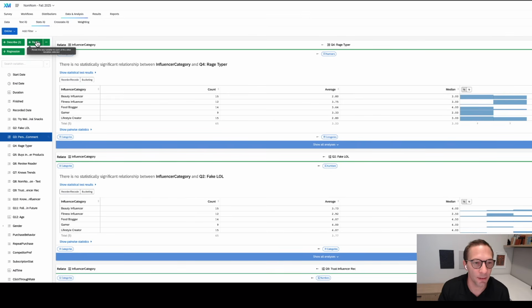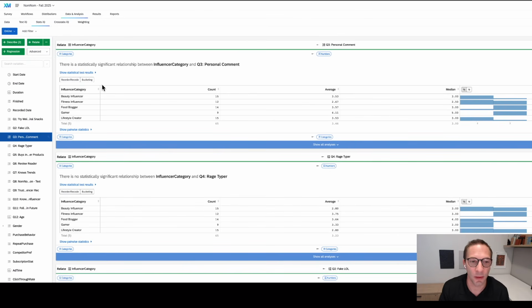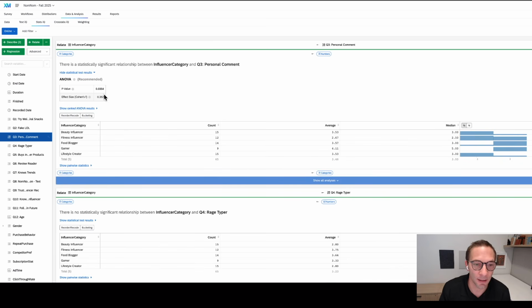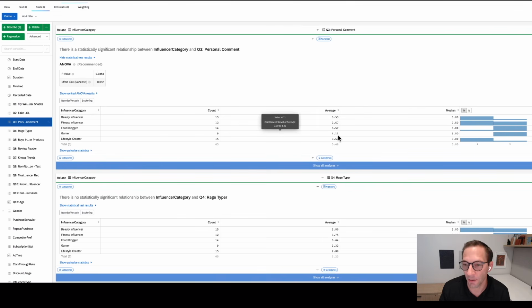So if we do this and click relate, we see there is a significant relationship. And this is going to look very much like the ANOVA that we did last week. I click here, here's our p-value. So yeah, definitely significant. And here are the averages.